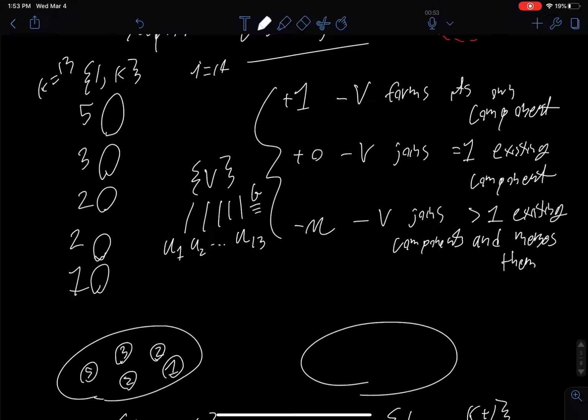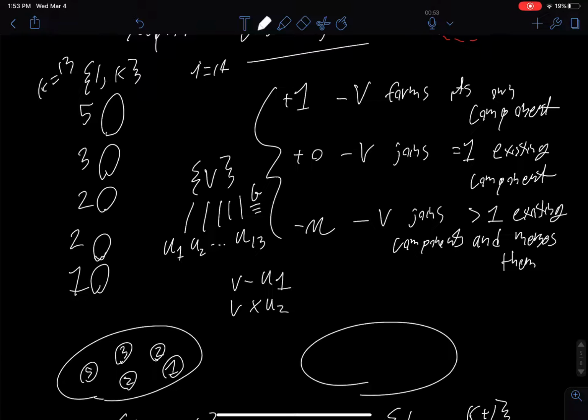Now, our goal is to figure out how to determine which of these cases we're in based on the edges from V to U1 through U13. And here's a key point. I put U13 here, but it's possible that these edges don't exist for all of these U's. Like it could be that there is an edge from V to U1, but there is no edge from V to U2. This is actually in the random graph most likely what's going to occur. We're going to have edges from V to some of the U, but not to others.